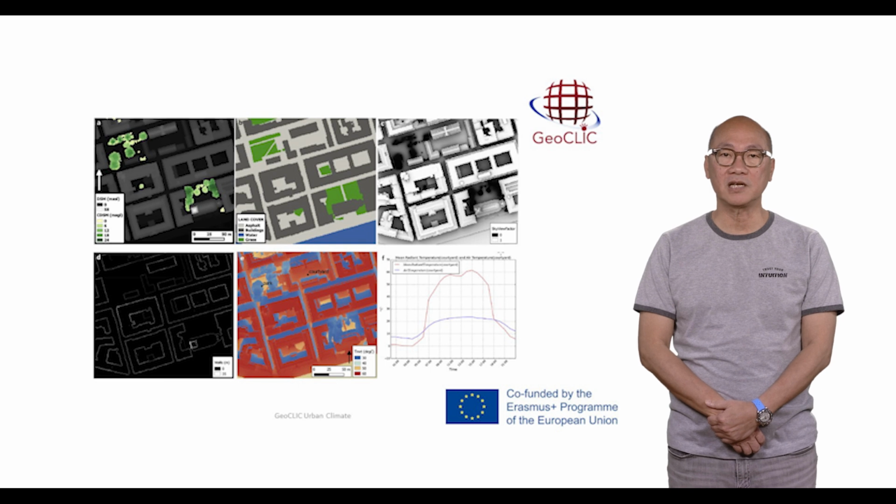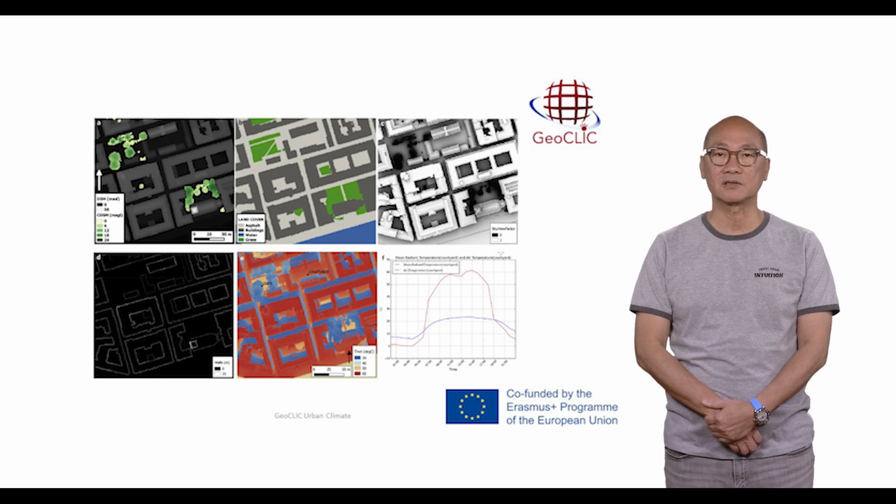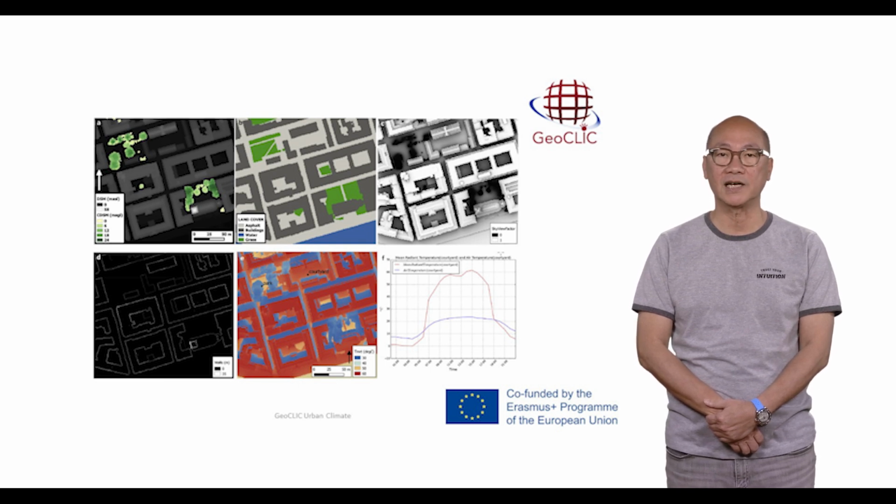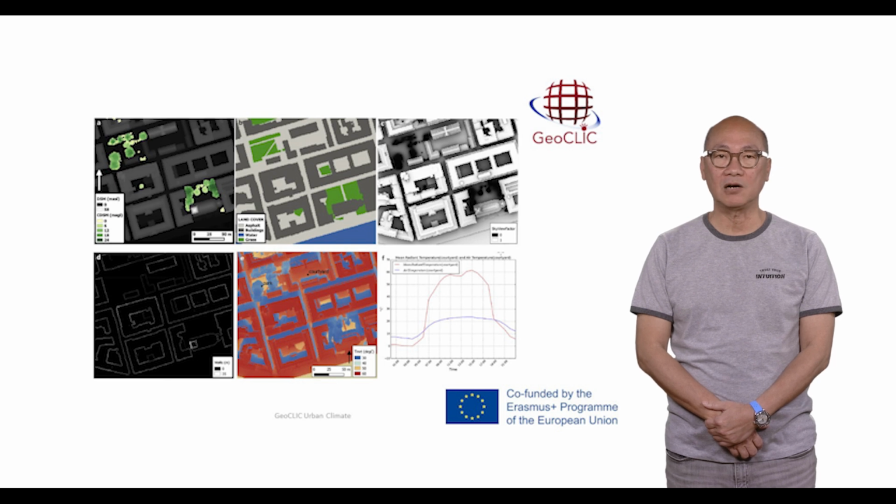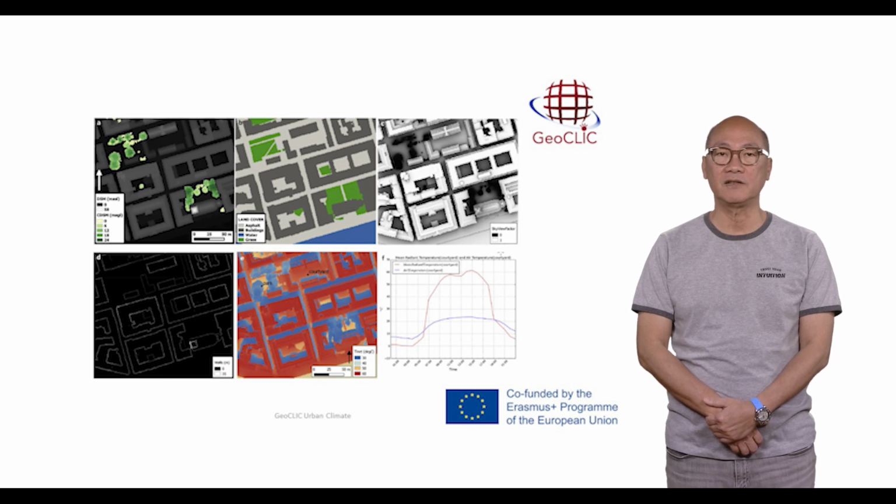The mean radiant temperature result is calculated for Gutenberg, 26 July 2006. Figure E shows the result at 1 p.m. Figure F shows the hourly mean radiant temperature and the air temperature for the courtyard point of interest. The point of interest can be represented as a point vector layer.